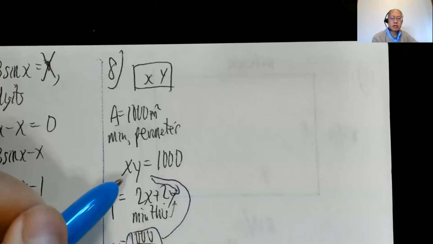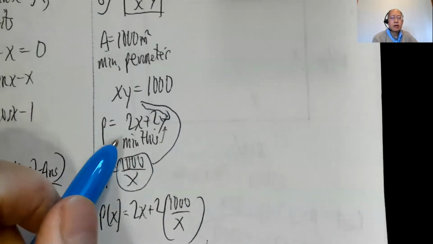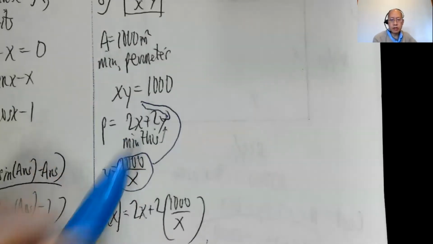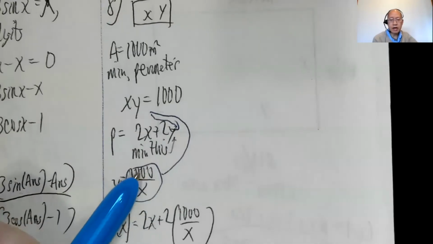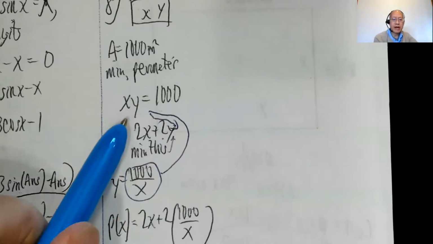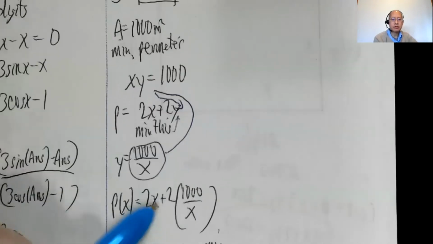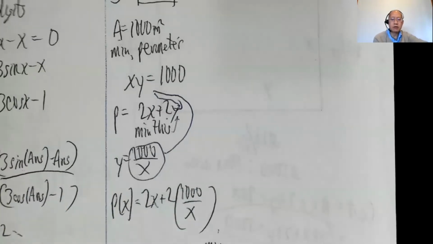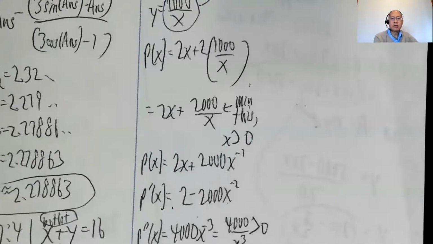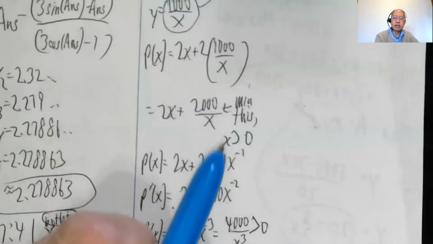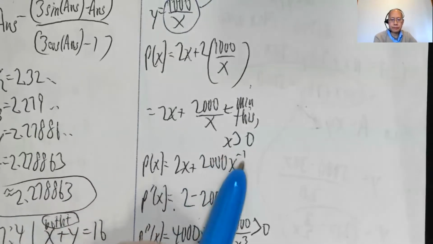Number 8, x by y, the area is 1,000 meters squared. Minimize the perimeter. So x times y is 1,000. Perimeter is 2x plus 2y. You're trying to minimize this. y is 1,000 over x. Plug that back into here. So I have 2x plus 2 times 1,000 over x. So that gives me 2x plus 2,000 over x. I'm trying to minimize this with x greater than 0.